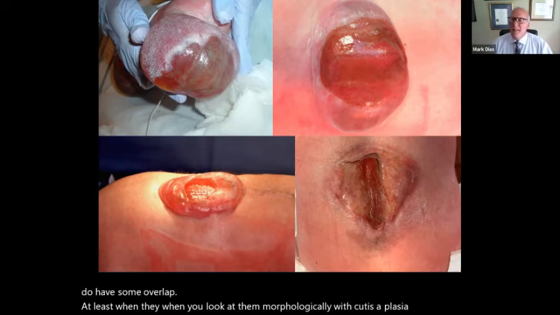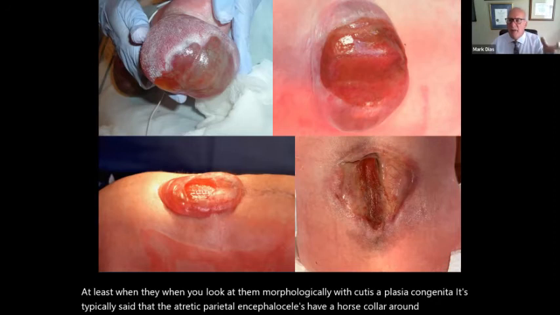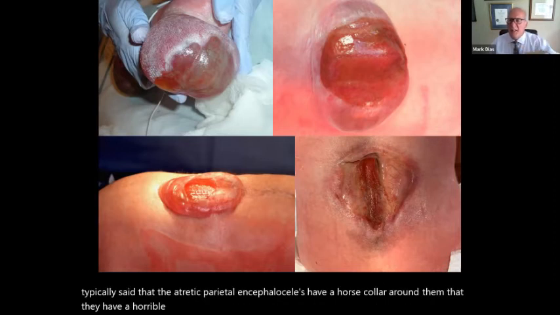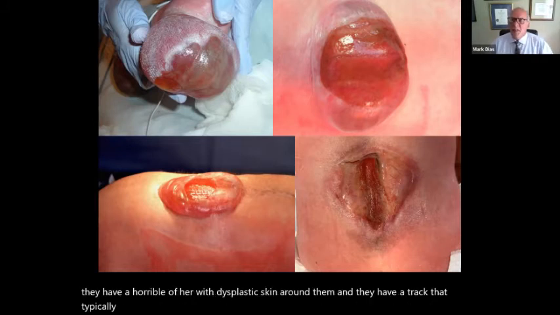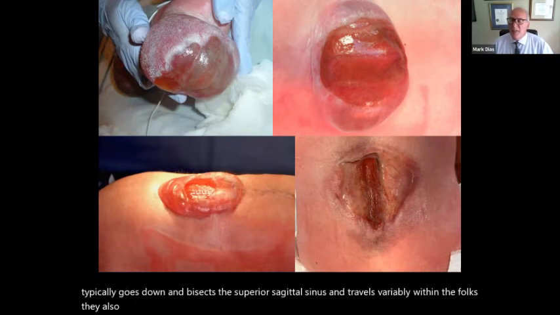It's typically said that the atretic parietal encephaloceles have a horse collar around them, a whorl of hair with dysplastic skin around them, and a tract that typically goes down, bisects the superior sagittal sinus, and travels variably within the falx. They also have abnormalities of the deep venous drainage system.